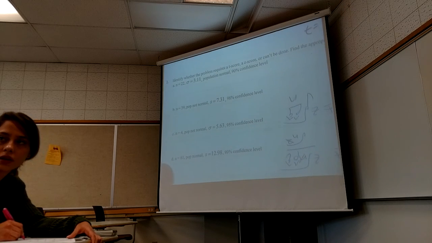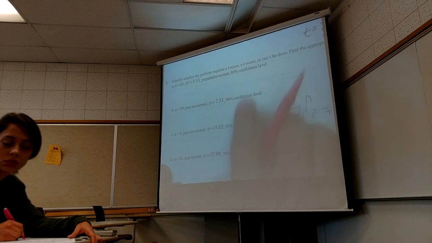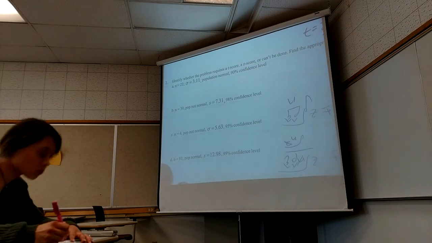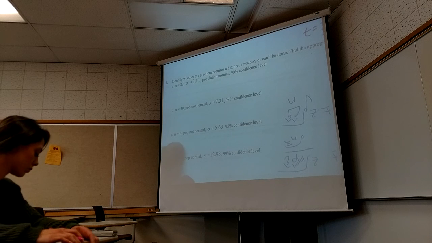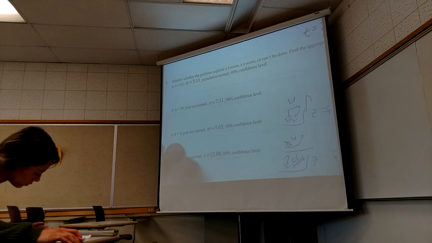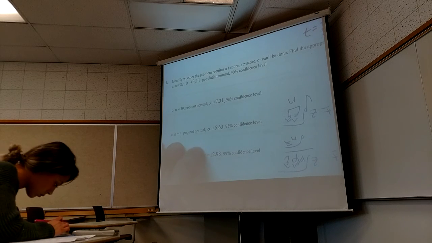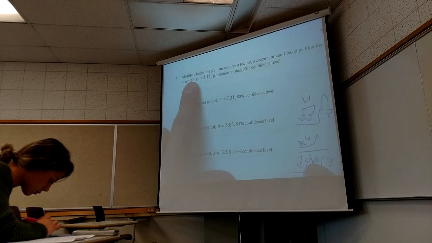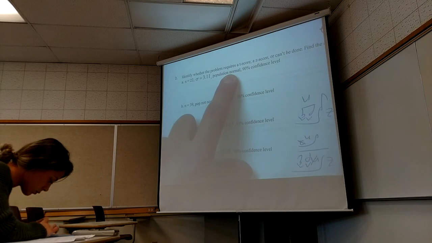Okay, what about this second part here? This is all about figuring out, can you do anything, and if you can, which one of these? So what do you look at to see if you can do anything? If it's normal. This first one tells you it's normal. Does it matter that it's 22 only? No, because it tells you it's normal. So I know I can do something.